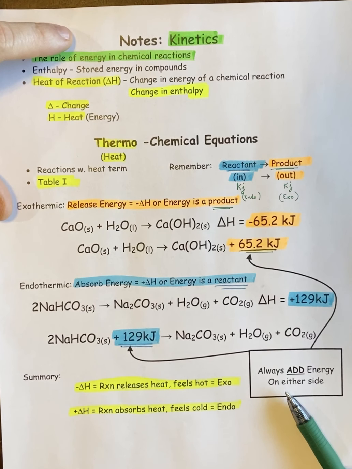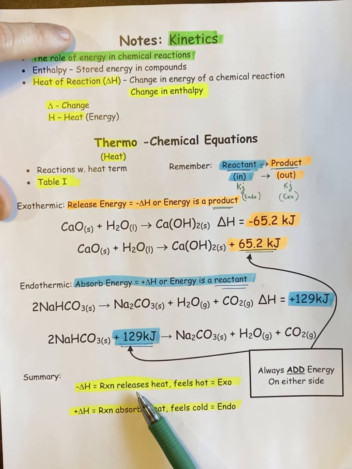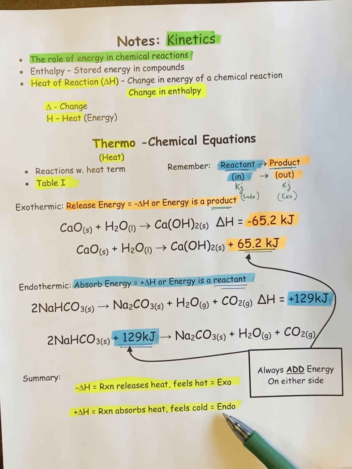So the summary of this is pretty simple. If delta H is negative, the reaction is going to be releasing or losing heat. It would feel hot to us. We would call it exothermic, and we would say that it's added to the right. If it's a positive delta H, the reaction is absorbing heat. It would feel cold to us if we were to touch it, and we call that endothermic, and it would be added to the left. So that's how you tell the difference between an endo and exothermic.